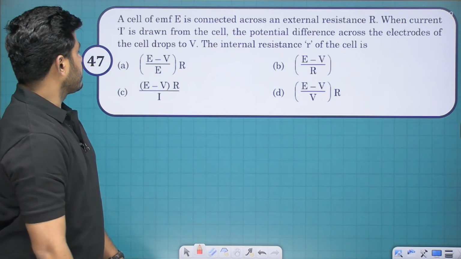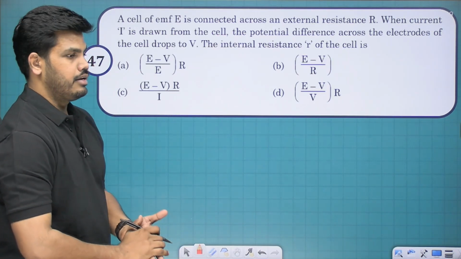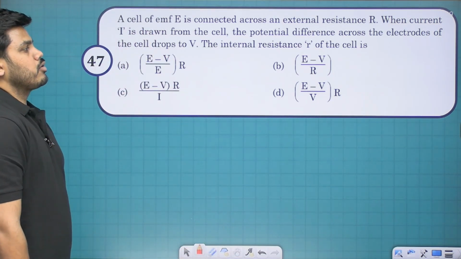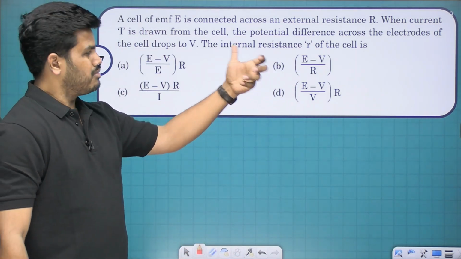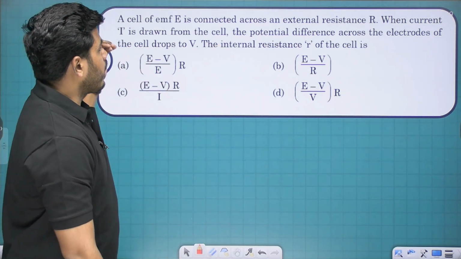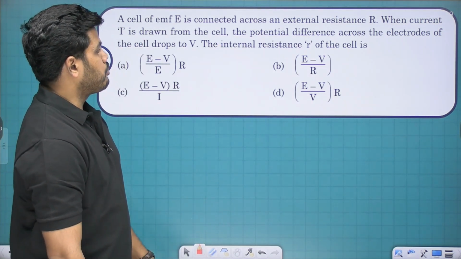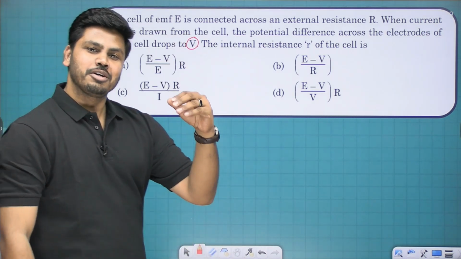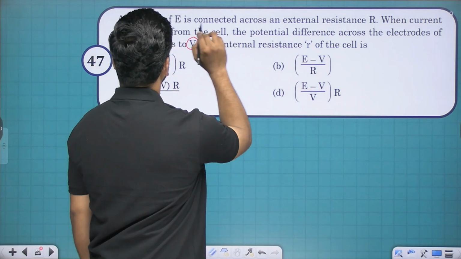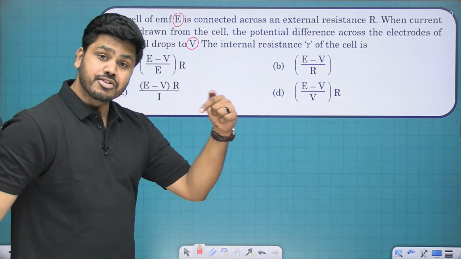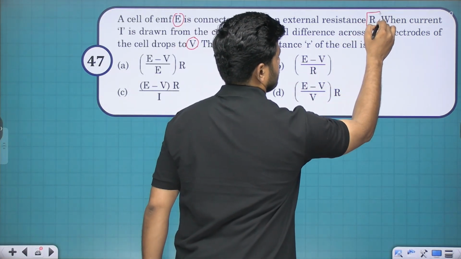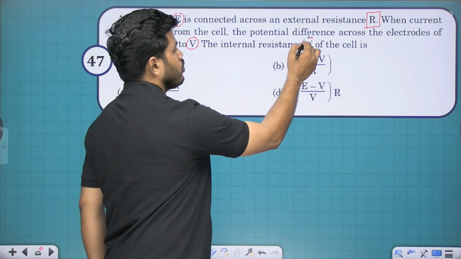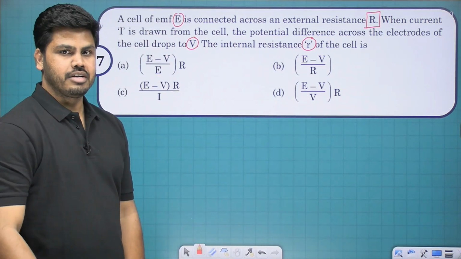Okay. Question number 47. Again, a cell question. A cell of EMF E is connected across an external resistance R. A similar question we have done before. When current I is drawn from the cell, the potential difference across the electrodes of the cell drops to V. So you are given both the terminal potential difference and also the EMF of the cell. External resistance used in the circuit is R. See, all of them are standard notations only. The internal resistance r of the cell is to be calculated, right?